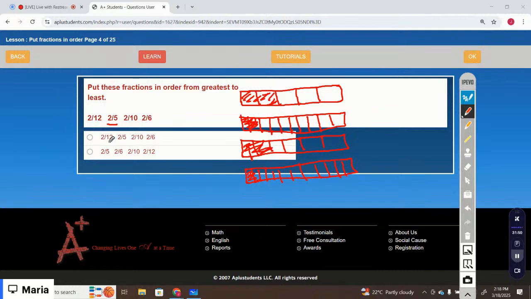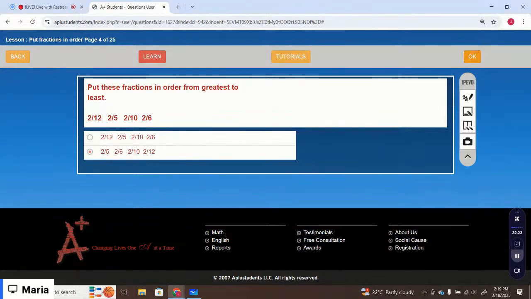We have to arrange them from greatest to least. The one that has the greatest portion colored is 2 by 5. Then after 2 by 5, that is 2 over 6. Then you have 2 over 10, and the one that has the smallest portion colored is 2 over 12. Got it? They have the same numerators, but the denominators are different. So the one with the greatest denominator has the smallest portion colored. So option number 2 is the correct option. That is 2 by 5, 2 by 6, 2 by 10, and 2 by 12.